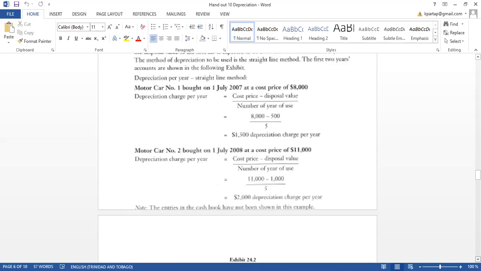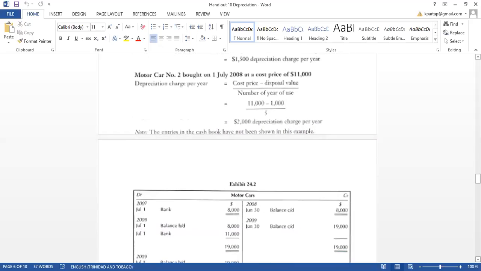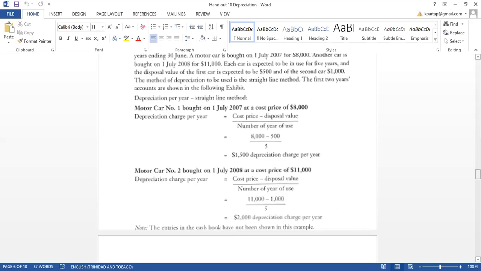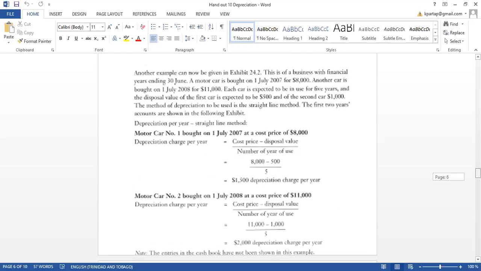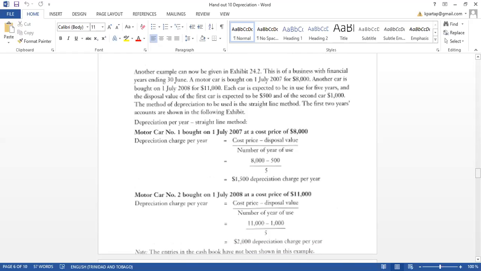Right, another example. This is of a business with financial years ending the 30th of June. The motor car is bought on the 1st of July for 8,000. Another car is bought for 11,000.